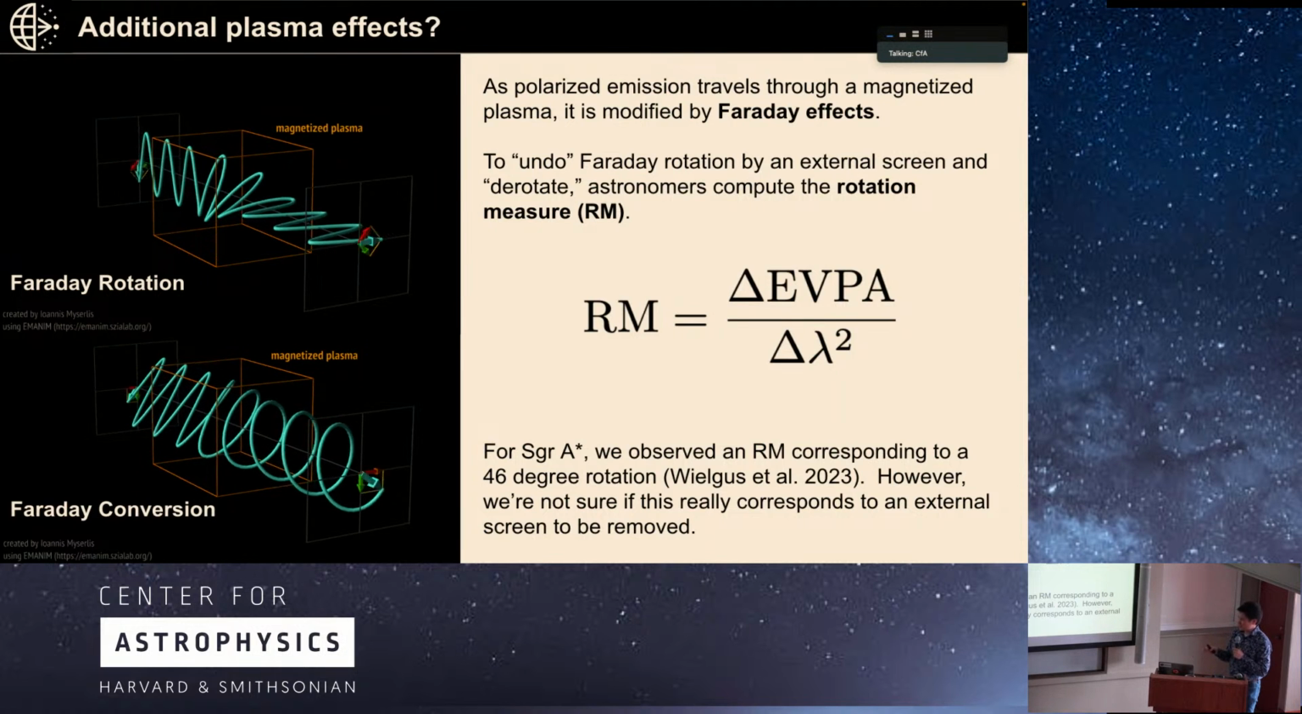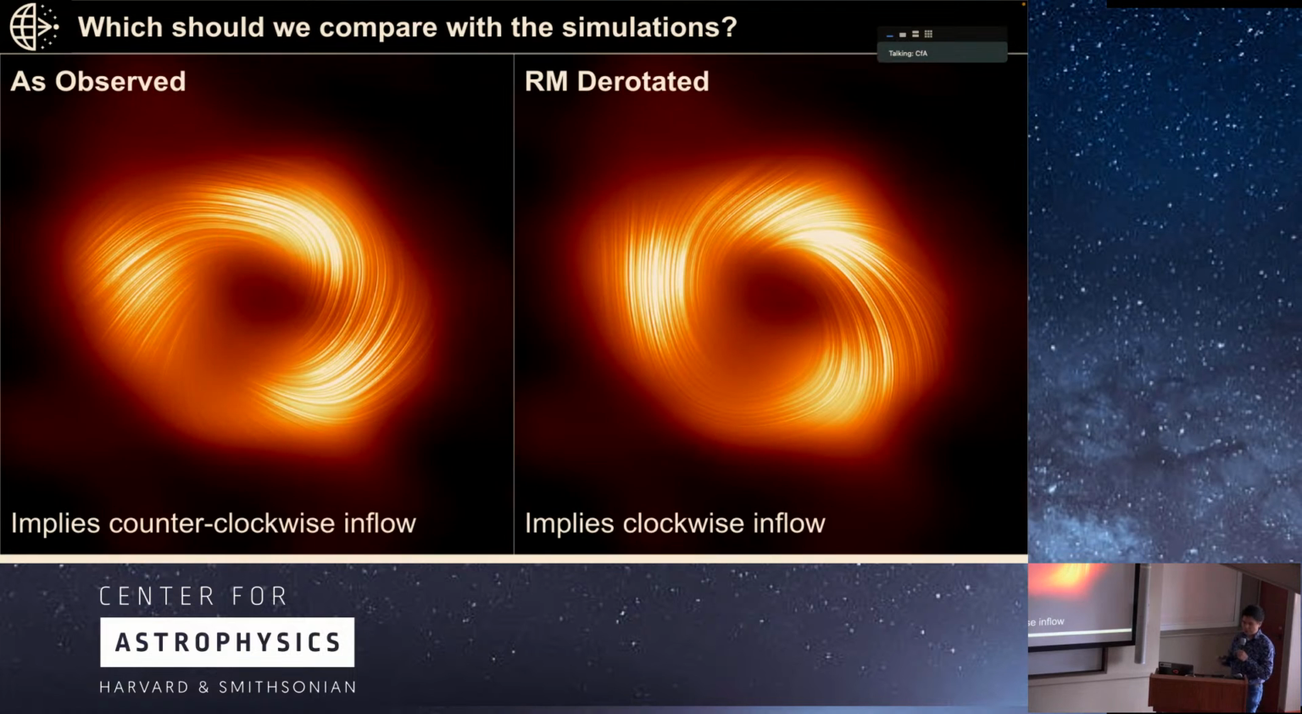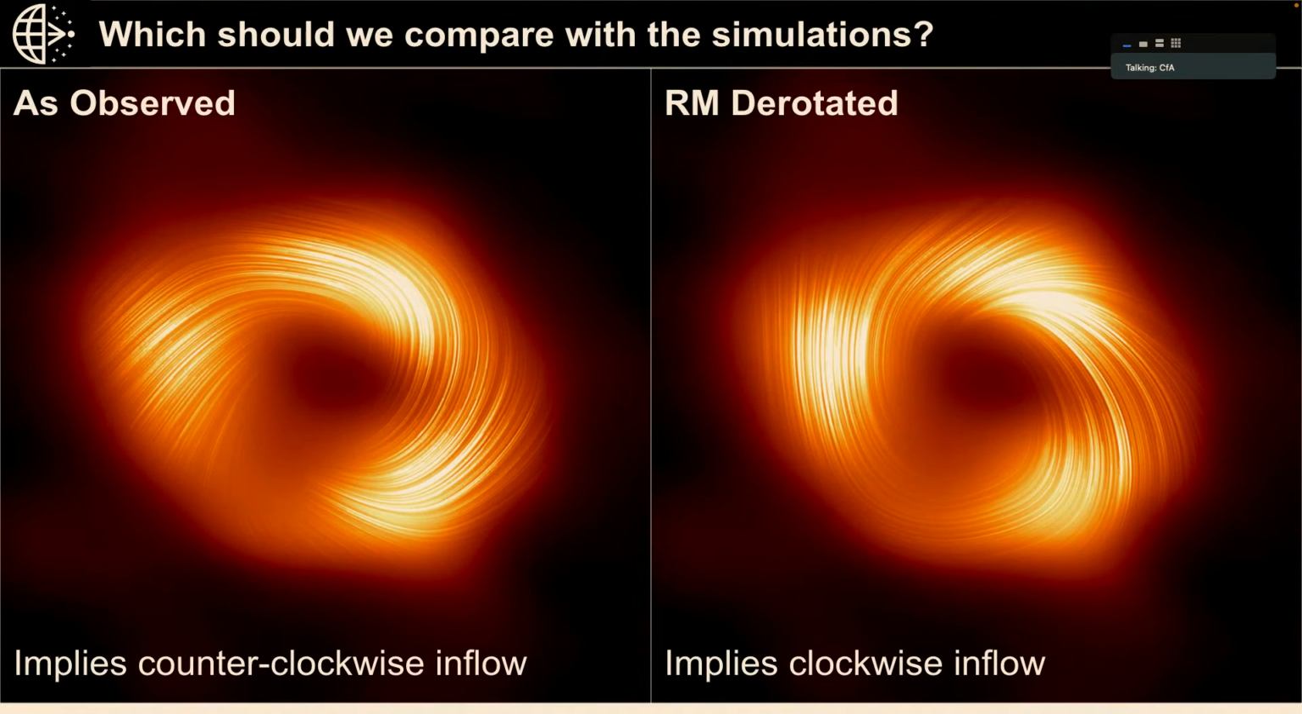However, we're not actually sure if this really corresponds to an external screen or if this is something co-spatial with the plasma that is emitting. We have contradictory directions of evidence that are pointing us one way or the other. And so in the end, we decided to keep both options open. So one thing we think about a lot is which of these is the actual intrinsic polarization pattern that we should be comparing with the simulations.